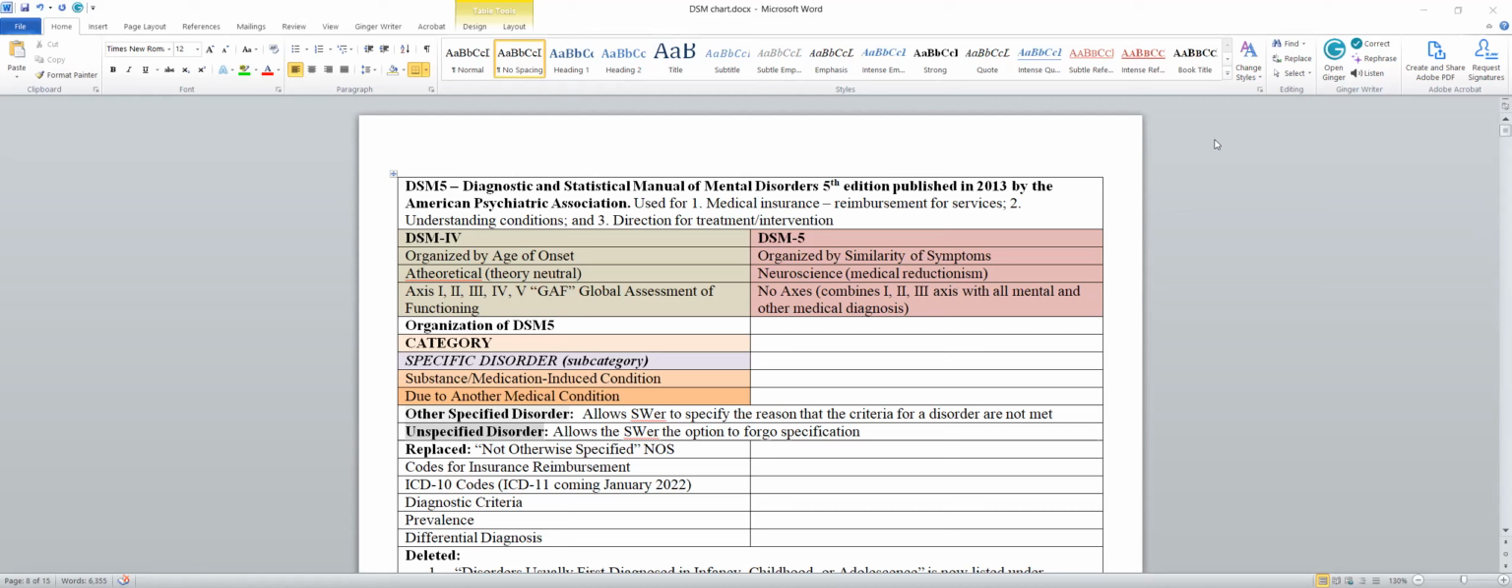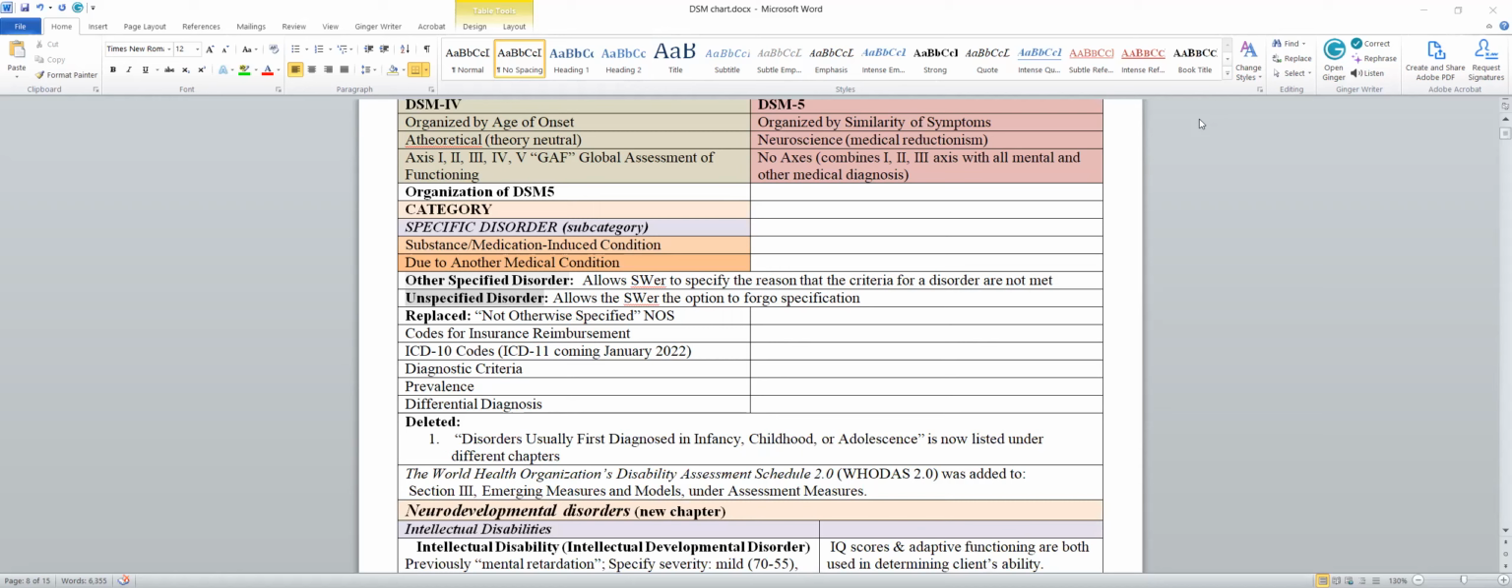The organization of the DSM-5 is based on category, which I have highlighted in my notes in apricot, a specific disorder under the category, which is a subcategory, which I have highlighted in lavender only for the subcategories that have subcategories. Other organization of DSM-5 are substance and medication-induced conditions and conditions due to another medical condition or disorders due to another medical condition.